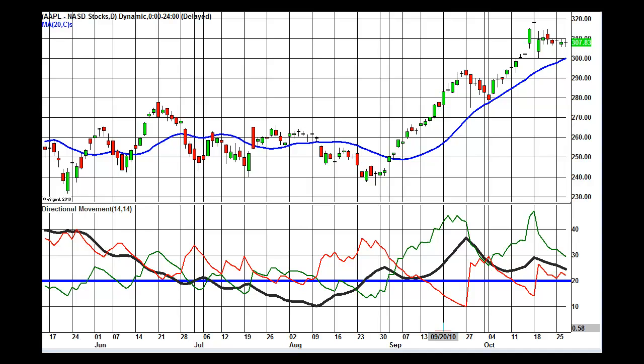Some charting packages have these two additional lines right here. These green and red lines are positive DI and negative DI, which stands for direction indicator, but we're mostly concerned with this black line, the ADX line, and whether it's showing a high or low reading. On the right side, you see a scale from 1 to 50.